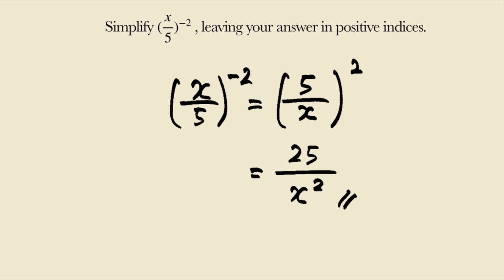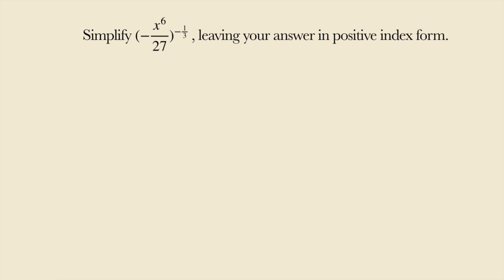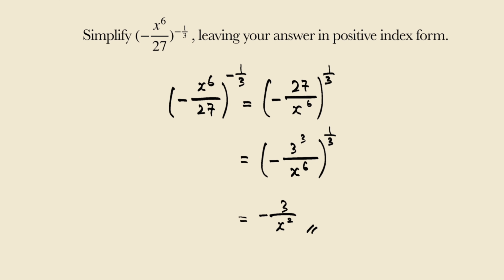We'll do that flipping. X over 5 becomes 5 over x. So positive power 2 here. Now we're going to square the 5, 25. Square the x, x squared. Ooh la la, we've got a minus sign in front here, and the power here is -1/3. So the first thing I'll do is to change it to power +1/3 by flipping the insides. So 27 goes up, x power 6 comes down. Notice the negative sign here stays. Okay, 27 written as 3 cubed. Now we multiply the powers together, right? So it's just -3 over x squared.